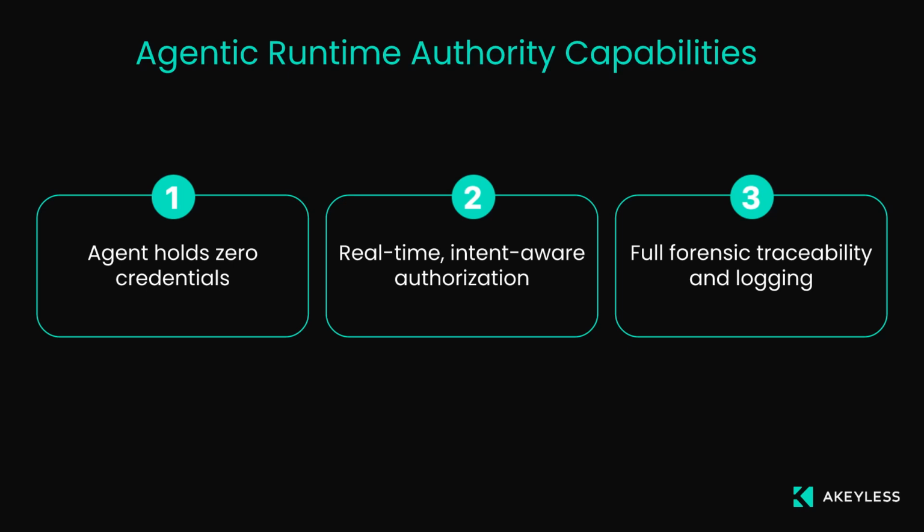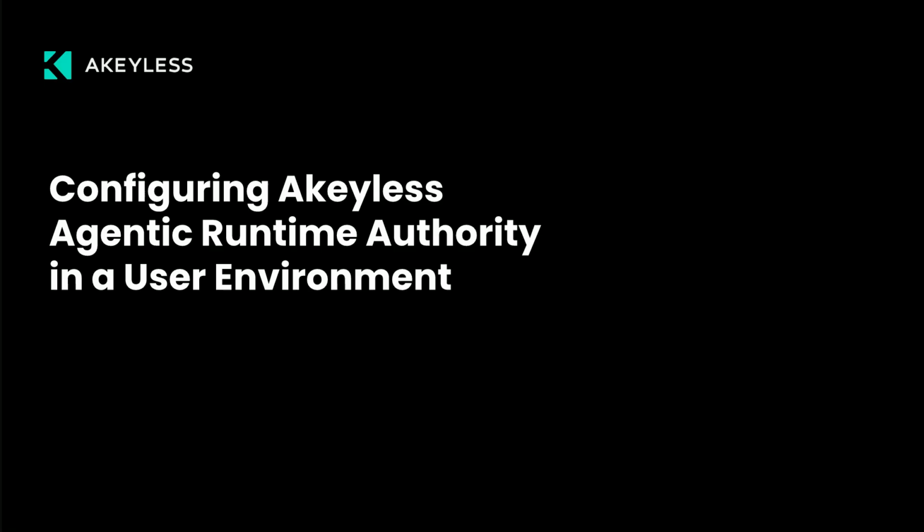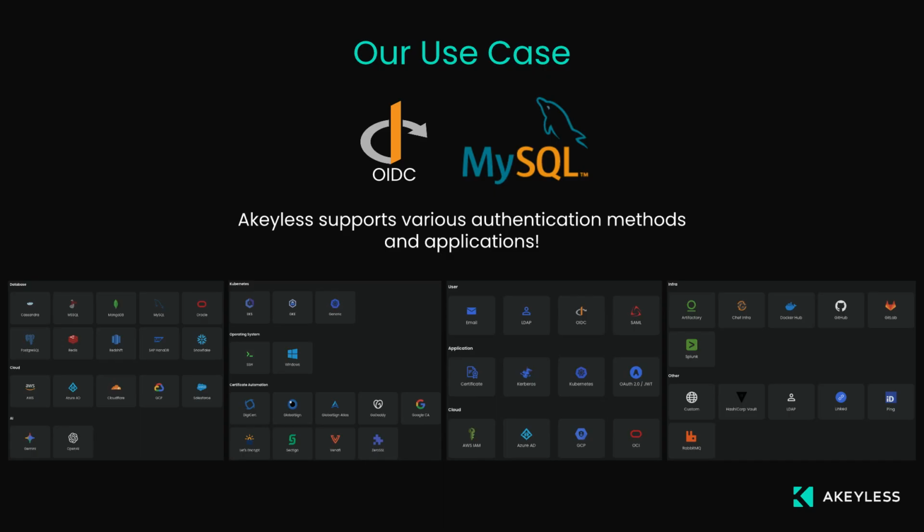In our previous video, we learned about how the Agentic Runtime Authority ensures AI agents hold zero credentials, provides real-time, intent-aware authorization, and offers full traceability and logging of all actions performed by the agent on the target system from prompt to action. Now we will demonstrate how to configure Akeyless Agentic Runtime Authority in a user environment. Our example will include OIDC authentication and a MySQL database.